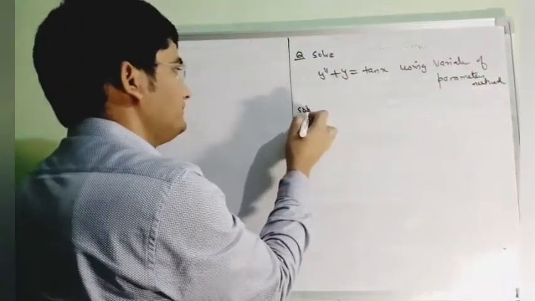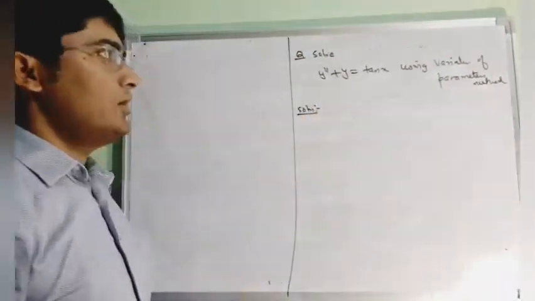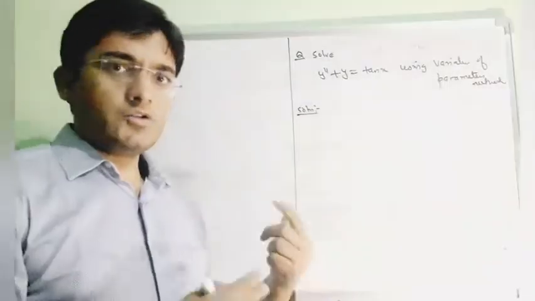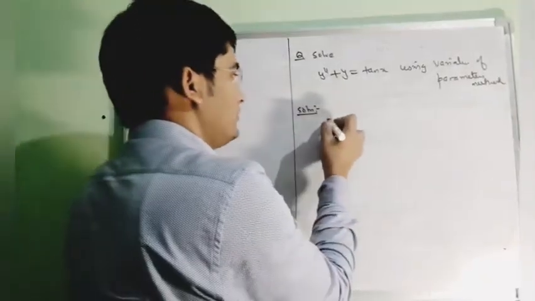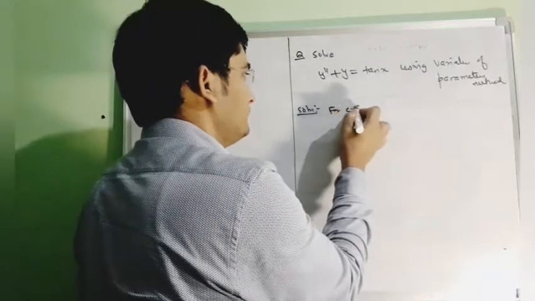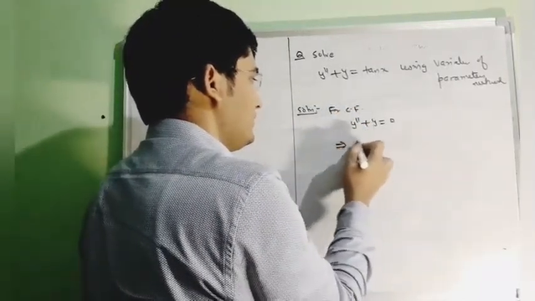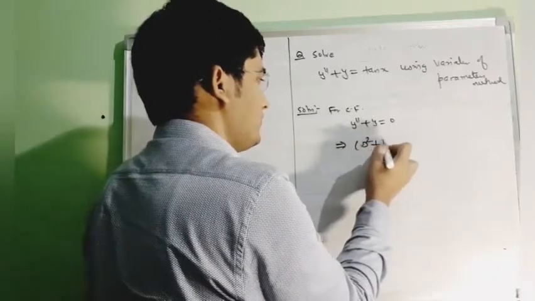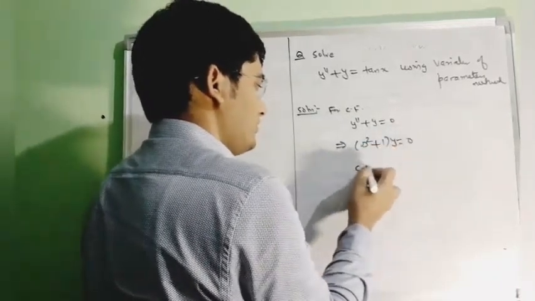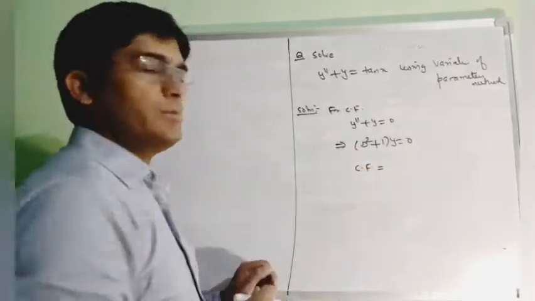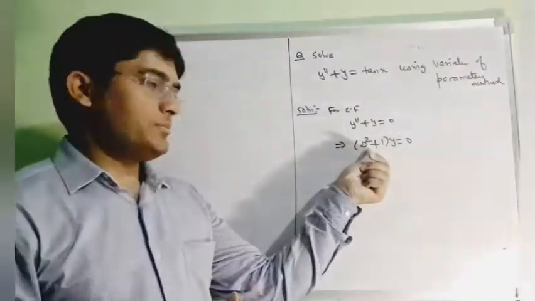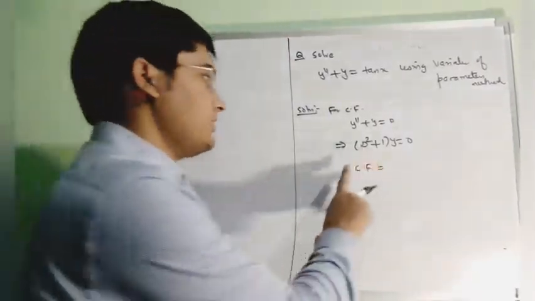Question: solve y double dash plus y equal to 10x using the variation of parameters method. Solution: first of all let us find its complementary function. For the CF, our right hand side will be 0. So this is (D square plus 1) y equal to 0.